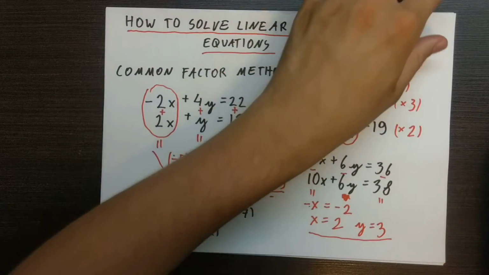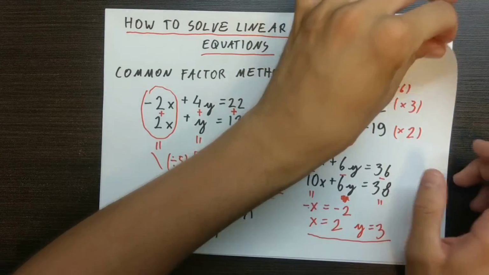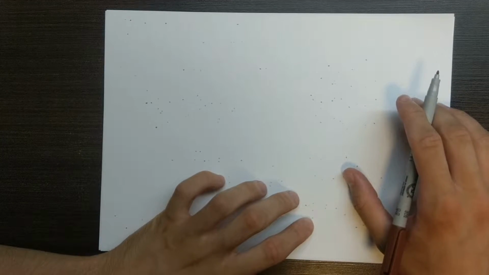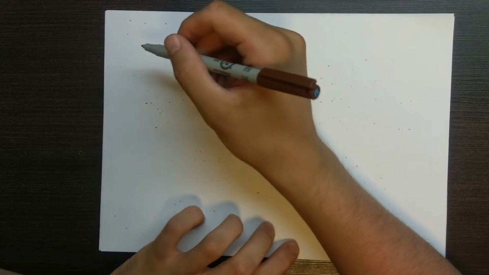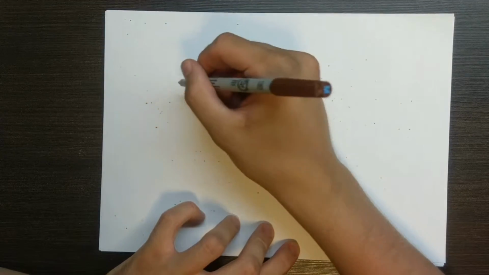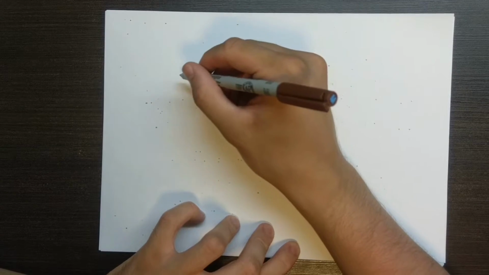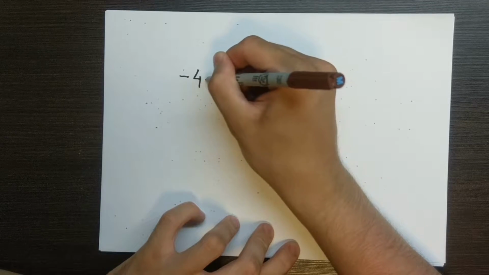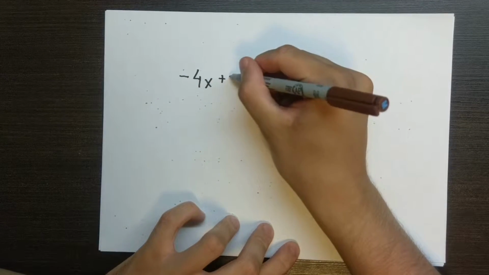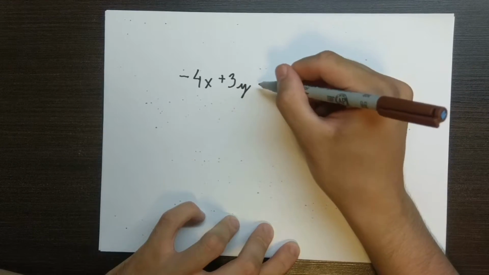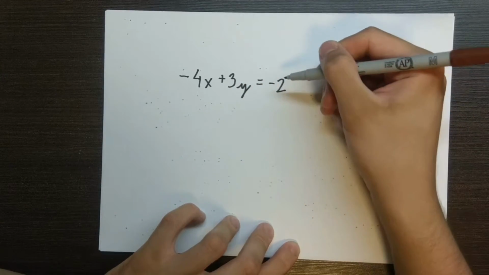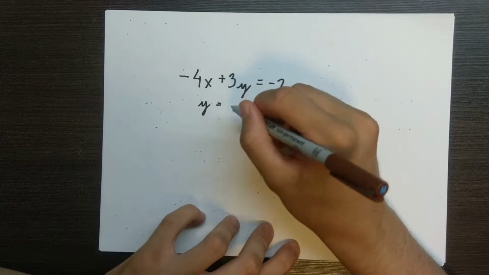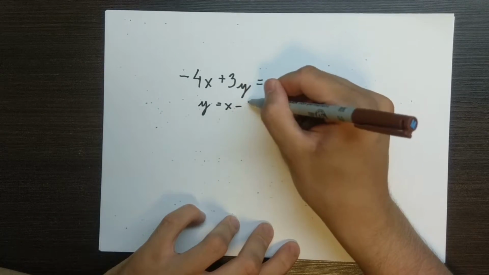Now, what if I said that we need to find the solution to a simultaneous equation such as this? Let me show you. Such an equation as this: minus 4x plus 3y is equal to negative 2. And simultaneously, y equals x minus 1.